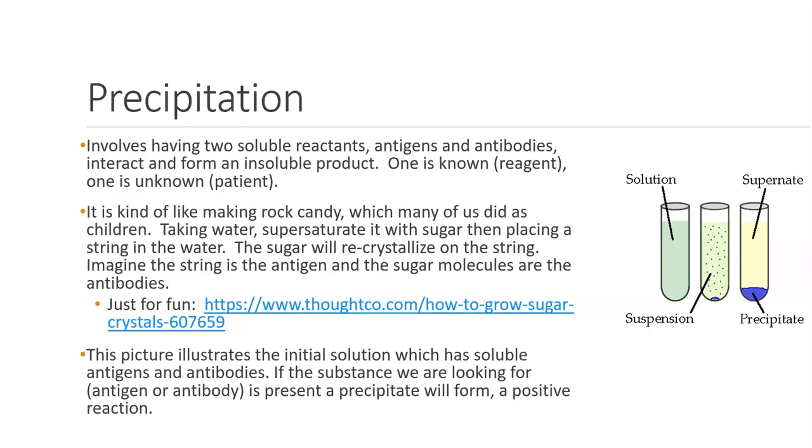It's reacting with components in the string. And imagine the string is the antigen and the sugar molecules are the antibodies. And I've listed a link just for fun if you would like to do your own experiment and make your own rock candy. So this picture illustrates the initial solution, which has soluble antigens and antibodies. And again, if the substance we're looking for is present, that precipitate will form, and that would be a positive reaction.